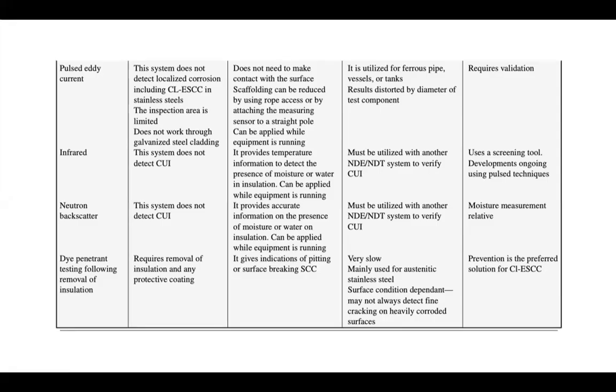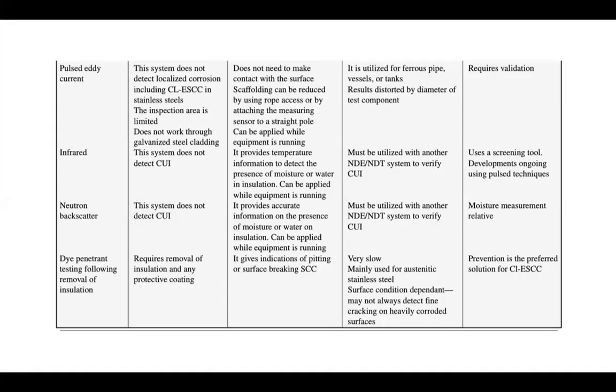And what about neutron backscatter? The limitation: this system does not detect CUI. Advantages: it provides accurate information on the presence of moisture or water in the insulation, and can be applied while equipment is running. Disadvantages: must be utilized with another NDE or NDT system to verify CUI, similar to the infrared.